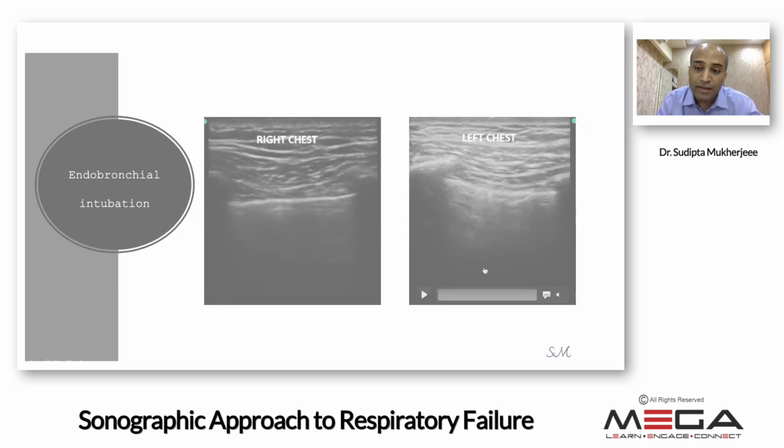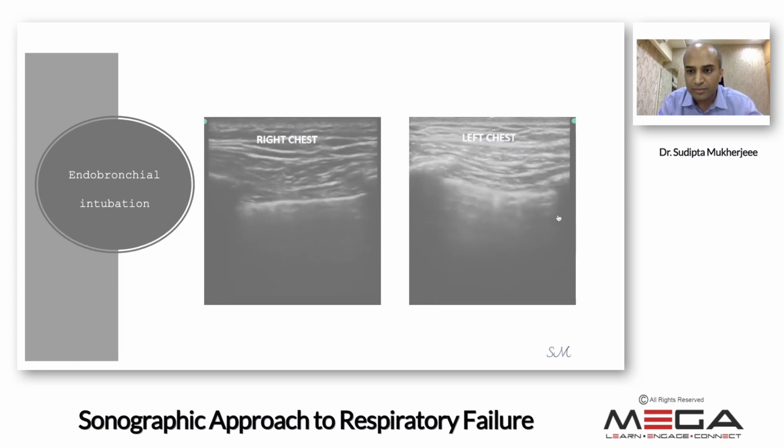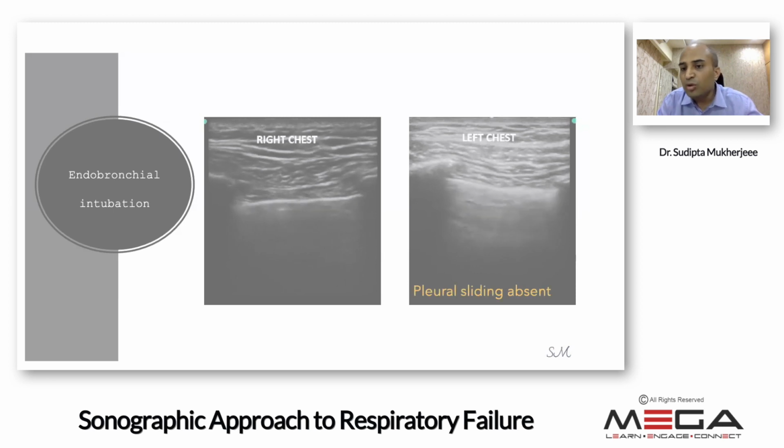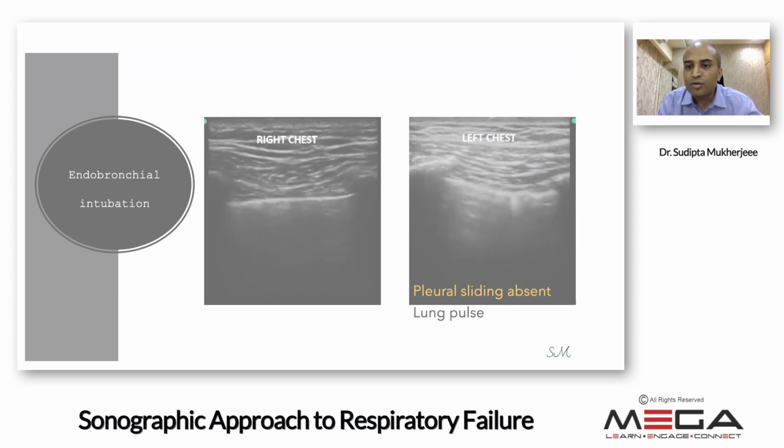What will happen to the left side, when the lung is not getting ventilated? There is also a movement happening in the pleura, but the rate is much, much higher. It is not equal to the respiratory rate. There is no pleural sliding, and the movement happens with each heartbeat. So there is lung sliding absent, and this is called lung pulse. This happens because of transmitted cardiac pulsation to the pleura, because the underlying lung is not moving. And the baseline underlying lung, because it has air, will show an A pattern.